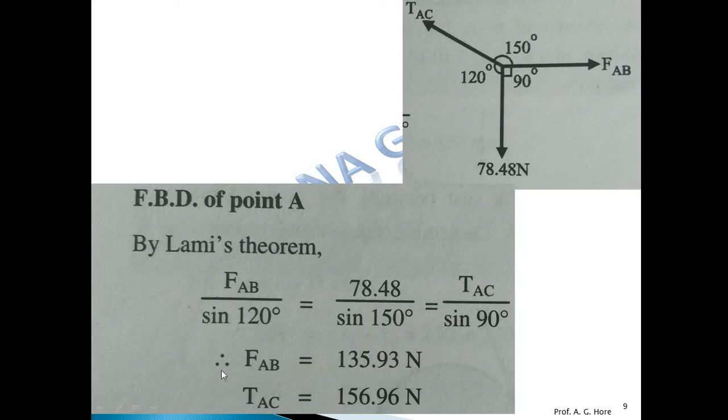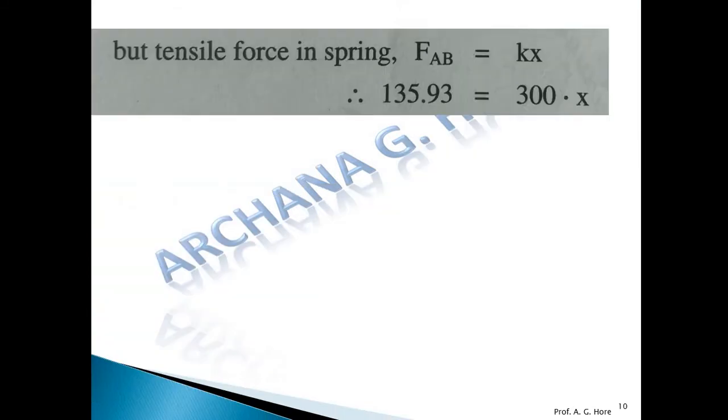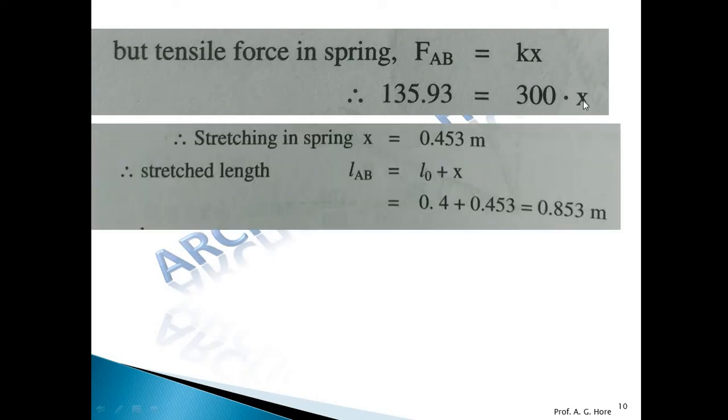Now the force in the AB is 135.93. Now we have one formula: the tensile force in the spring AB, F_AB, is equal to K into X. K is the coefficient of the spring, and X is the stretch length of the spring. We have the force in that spring, and the coefficient of the spring is also given in the numerical, and we get X from this equation. So X, by this equation, we get this length.